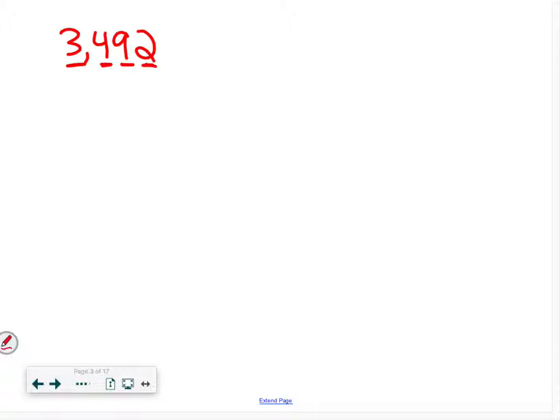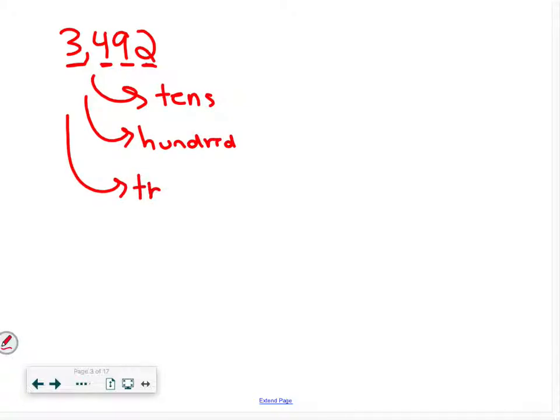We never round to the nearest 1 because the ones place is just, you can't round it to 2. A 2 is just 2 ones. I can't really round that. However, I could round this number to the nearest tens place, to the nearest hundreds, or I can round it to the nearest thousand.